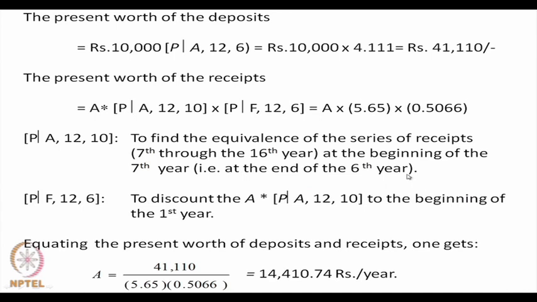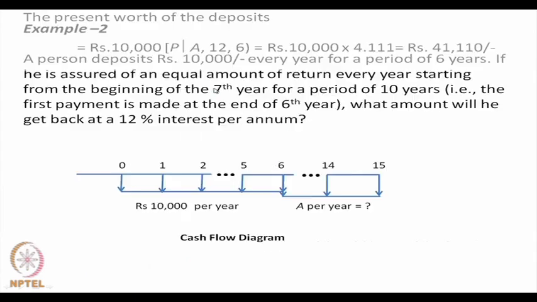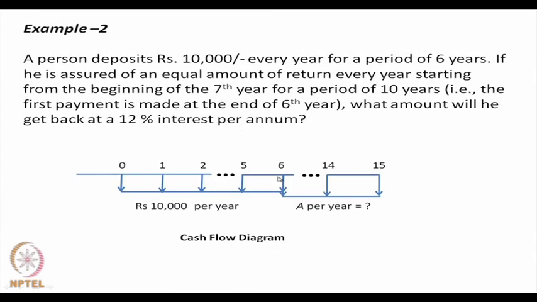So, what are we supposed to do? First of all, we can find out the present worth of the deposits. So, he has been making a payment of 10,000 rupees for 6 years. So, let us find out the present worth of this amount of money. That means, find out the equivalence of this amount at this point of time. That means, we use the equal payment series present worth factor. Given A, find P, that is what we are doing now.